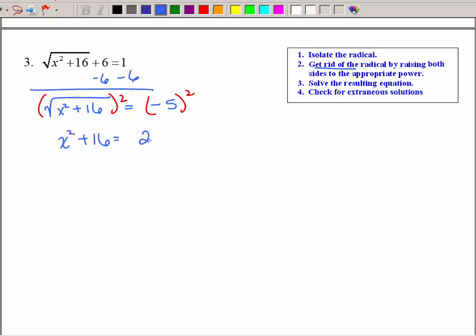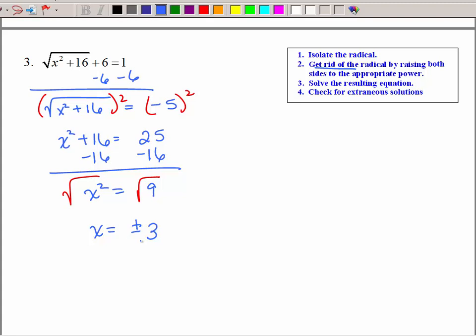Negative times a negative is a positive. Now I want to solve, so just like last time, I'm going to subtract 16. And just like the last example, to go from x squared to x, I take the square root, and I don't forget my plus or minus sign. And then I have to check.